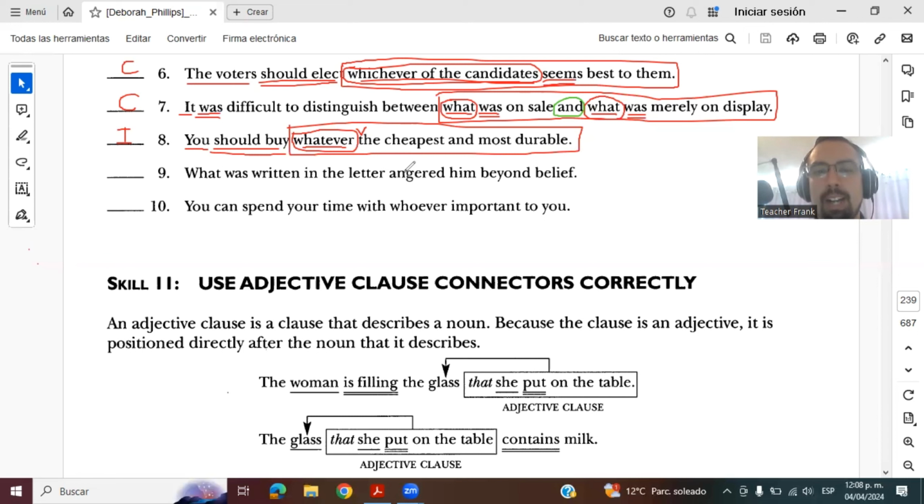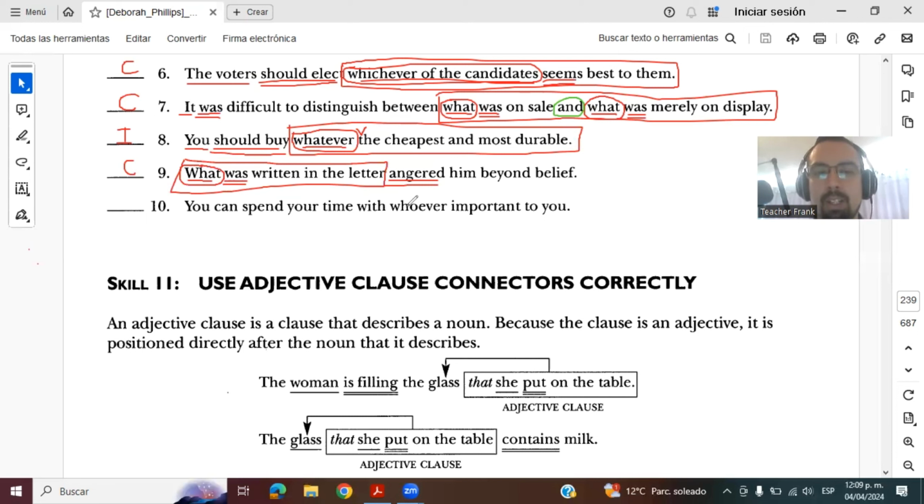What was written in the letter angered him beyond belief. So we have was as my verb. Who or what was what? This is probably my connector, right? What was written in the letter. Angered him. Angered is another verb. Who or what angered him? What was written in the letter, or it, right? It angered him. So this is going to be my subject of angered. And yeah, I think that's everything. So it's subject and it's correct, has all the elements. Okay, and let's look at the last one.